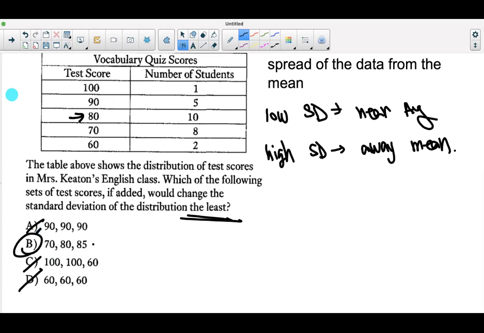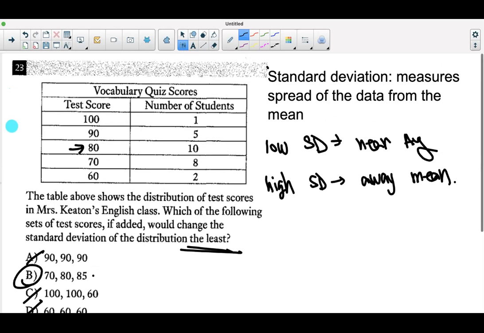How are you guys doing so far? Yeah? Alrighty. Now, the next question is number 24.